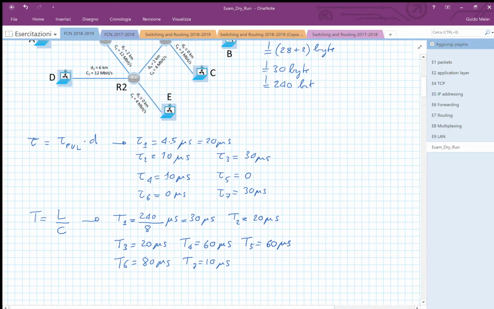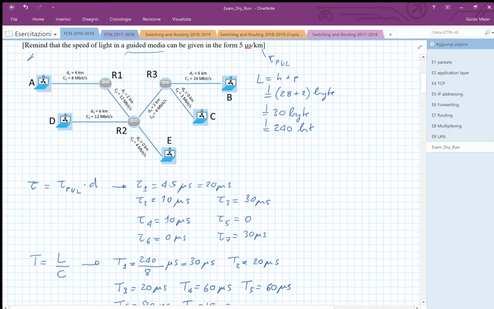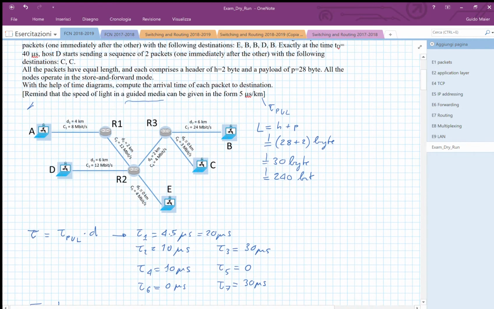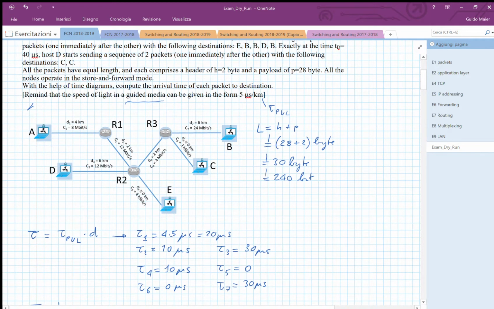So now we have to work with the time diagrams basically, and here there is another important assumption, that all the nodes operate in the store and forward mode. It means that before retransmitting a packet, we have to receive it completely from the input interface.